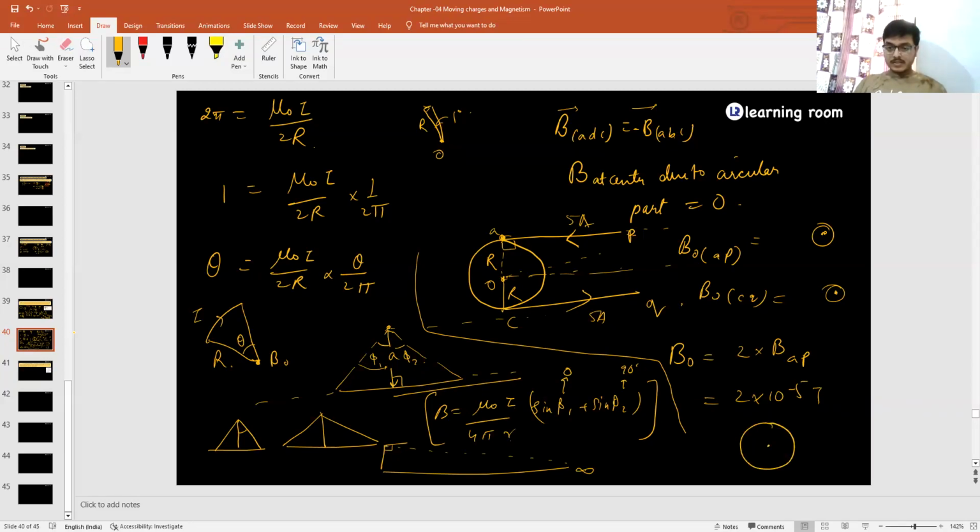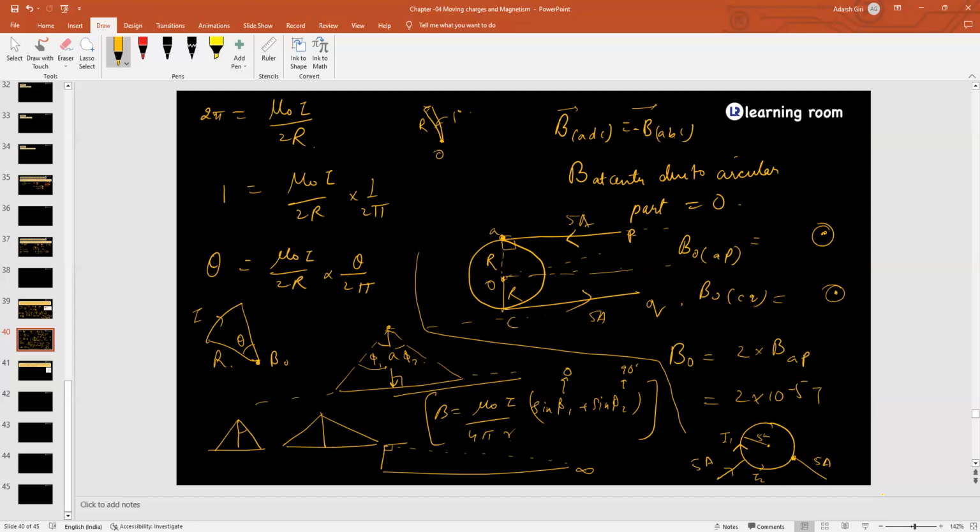This is a circle, and let us say the radius is 5 centimeter. 5 ampere current is coming in and 5 ampere is going out from here. So this 5 ampere will get divided, some part I1 here and some part I2 here, and then it will converge at this particular point and go back. Agree, everyone? One more thing: this is pointing towards the center, and you have to calculate the magnetic field at the center.